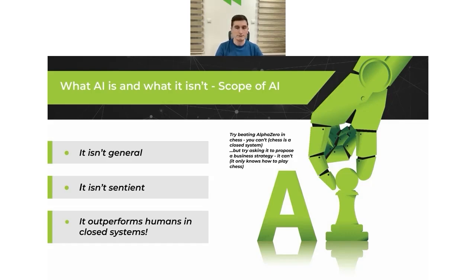Second statement, it's not sentient. It doesn't feel, it doesn't understand, so it's very limited in that way. And as we said, it's not general. General is something that we already described when we said, okay, AlphaZero is very good at chess, doesn't know anything about France, doesn't know anything about business, doesn't know anything about strategies. Its knowledge pretty much exists only within a field of chess.